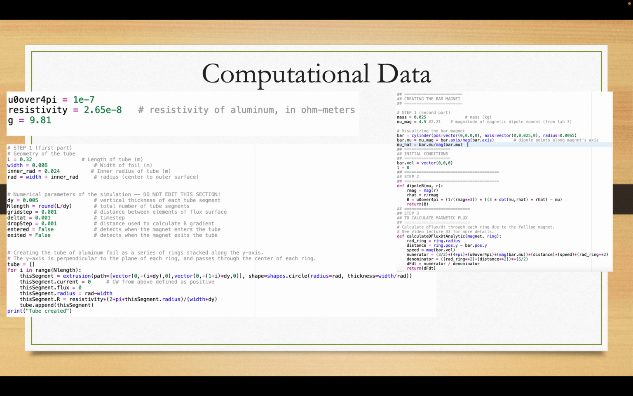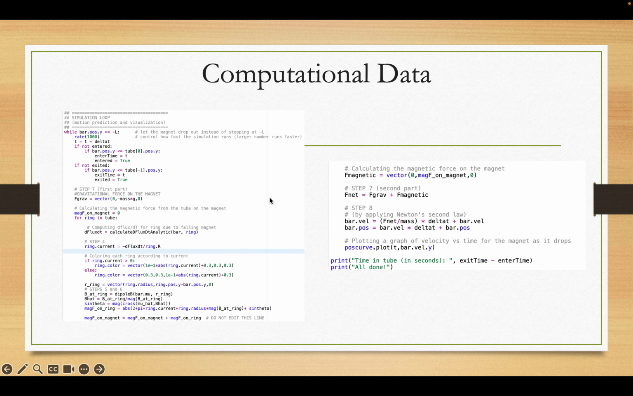In the computational data, we basically have some constants over here again, mu naught over pi and g, and then we input all of our tube dimensions into the code, and then we also put in our masses, our magnet's mass, and the magnetic dipole from lab 3. Then we calculated the magnetic dipole again using our lab 3 information, and we were finding the F gravity and the F magnet to find the net force acting on our magnet.